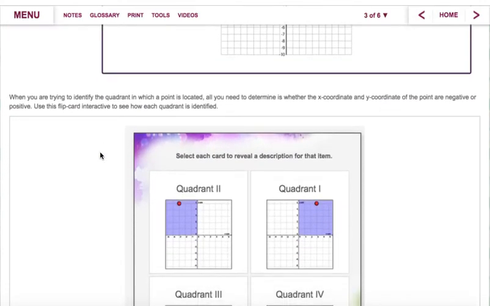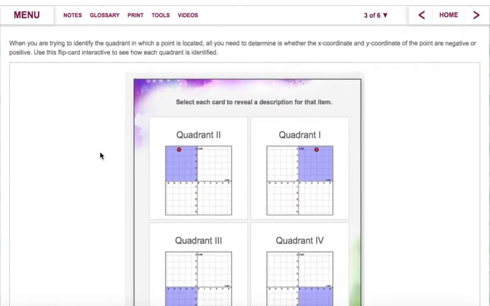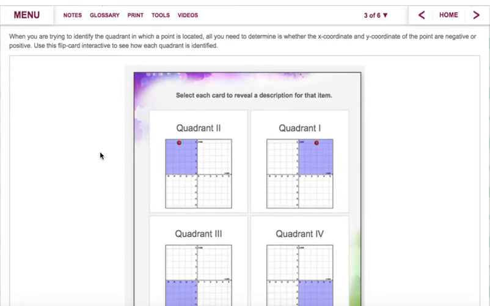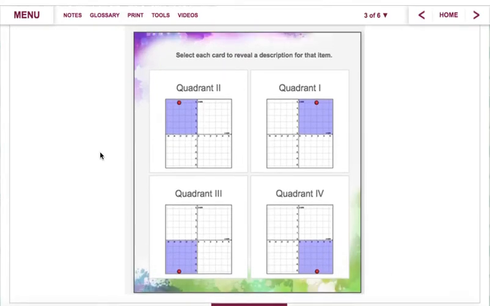All right. When you are trying to identify the quadrant in which a point is located, all you need to determine is whether the x and y coordinate of the point are negative or positive. Use this flip card interactive to see how each quadrant is identified. Okay, so let's look at this first one. We're going to start here because I like to start at quadrant 1. So quadrant 1 is this one right over here. You can see there's a red dot up in the top right-hand corner of this coordinate plane.